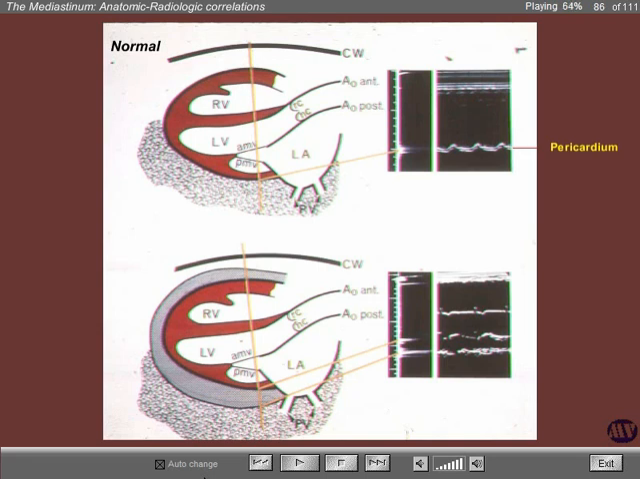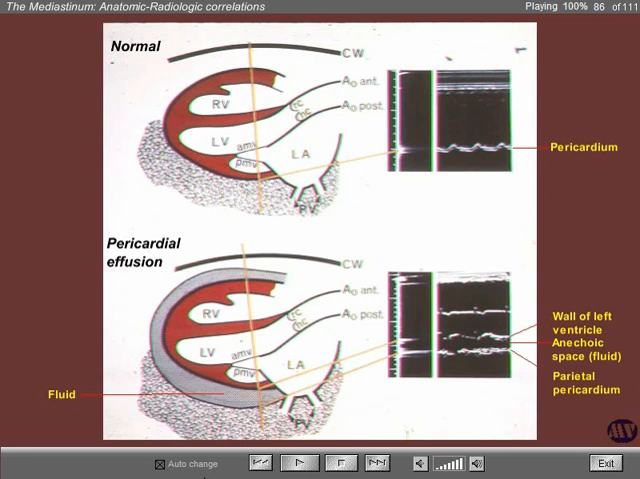In the bottom diagram, an echocardiogram, we can see how the fluid collects in the dependent portion of the heart when a patient naturally is lying supine. And then you can see in the tracing of the echocardiogram an anechoic space that is represented superiorly by the pulsations of the left ventricle and inferiorly by the parietal pericardium.